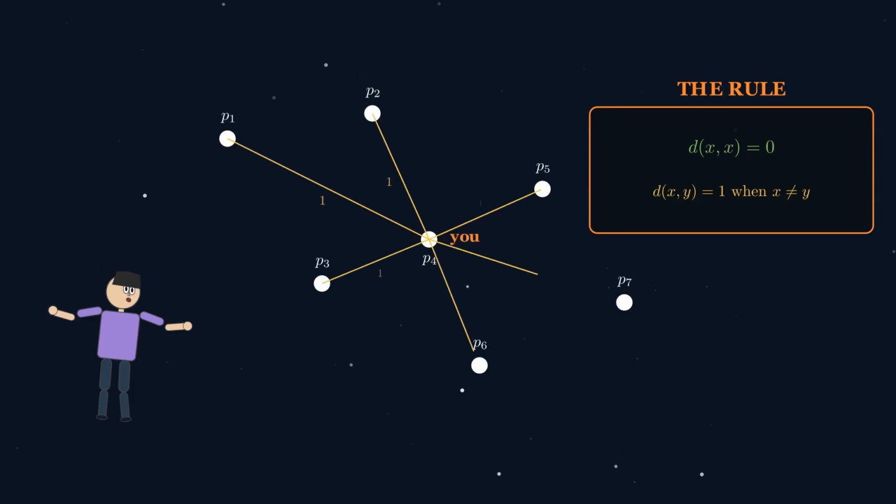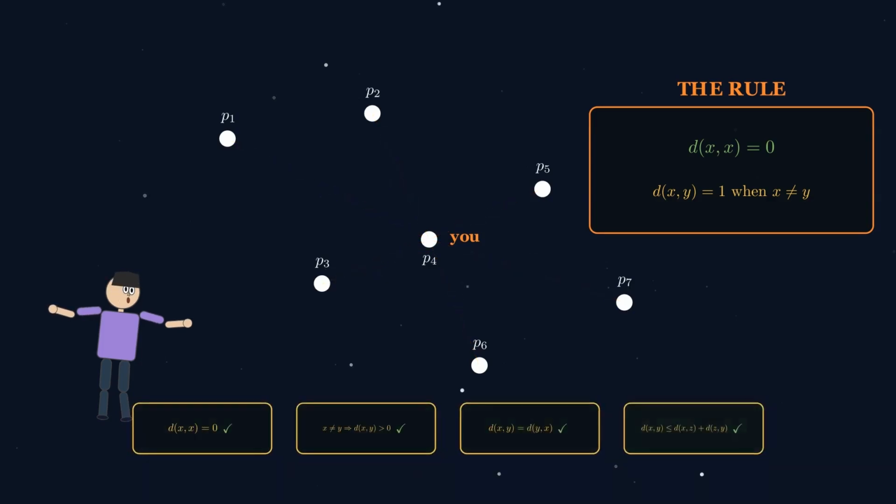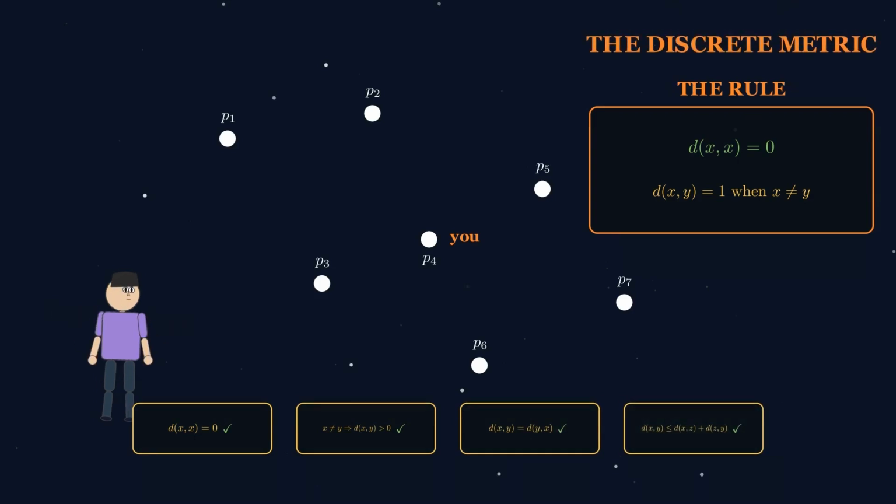Everything that isn't you sits 1 single step away. Every other point, the same distance, no matter what. It looks far too simple to be allowed, but check the 4 promises, and it keeps every one. It even has a name, the discrete metric.